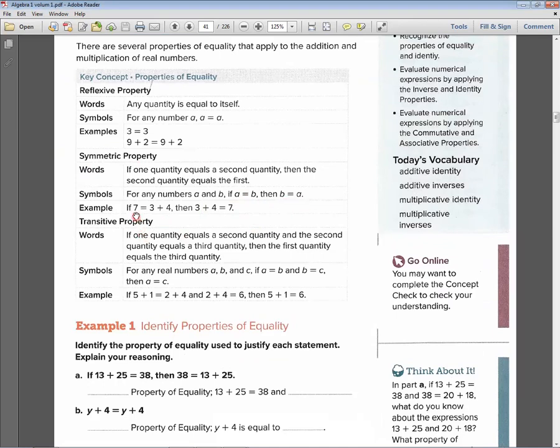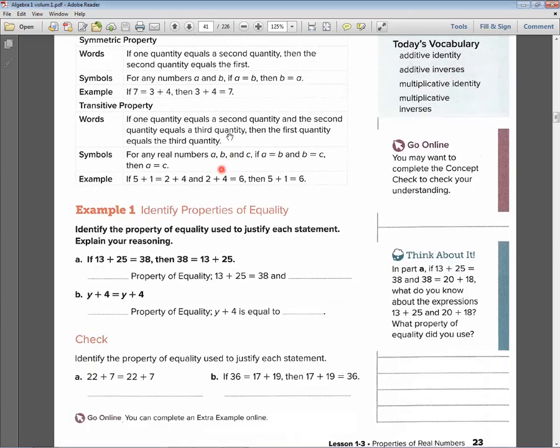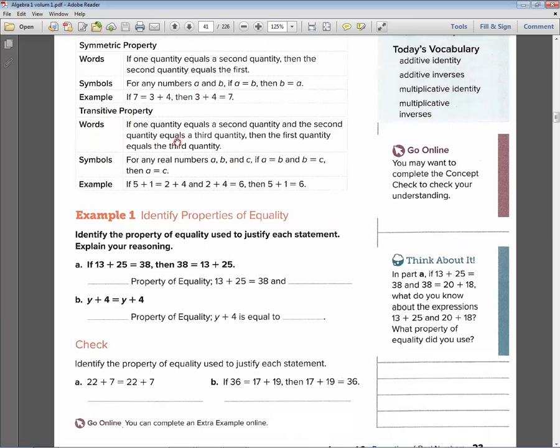For example, as you know, 7 equals 3 plus 4. So 3 plus 4 equals 7. I made here a replacement or exchange. Third property is transitive property. Transitive property. Okay, learn them by heart, please.